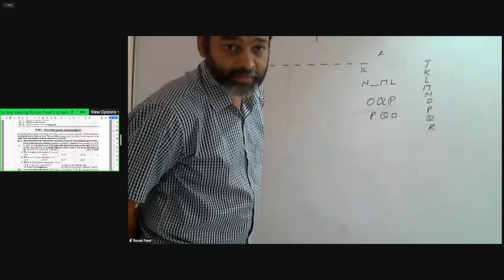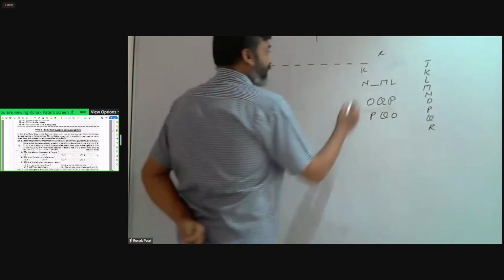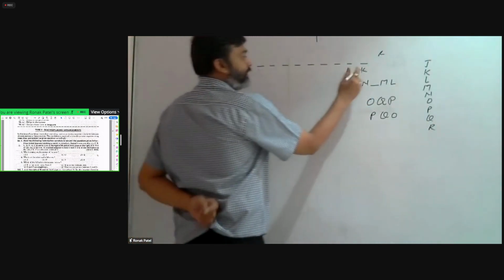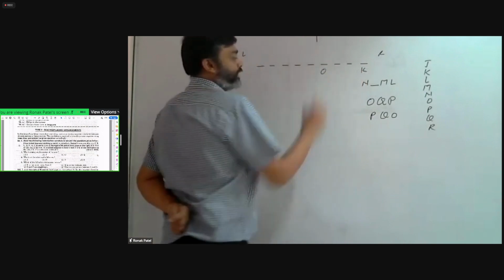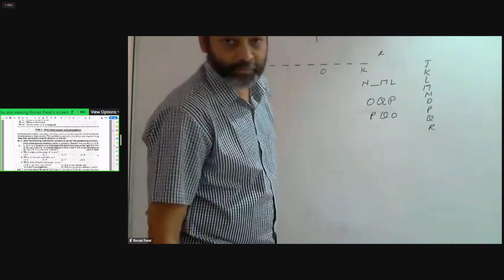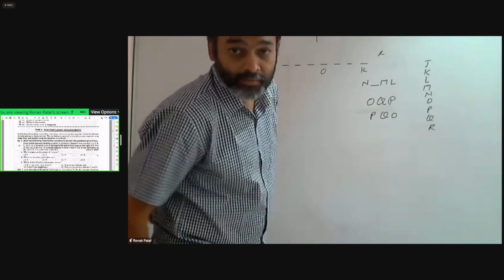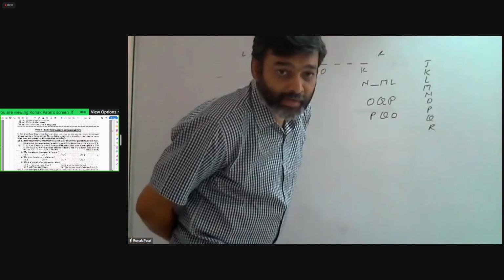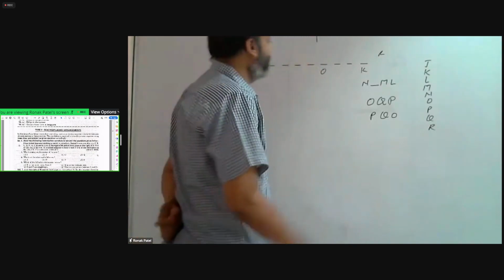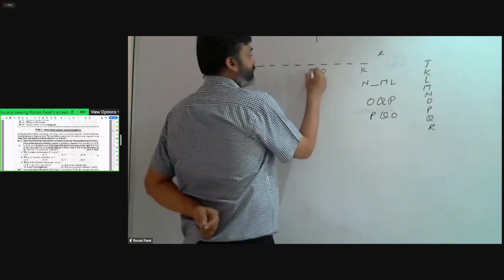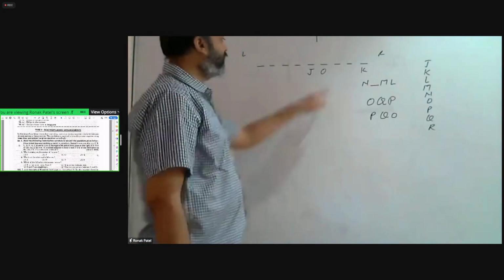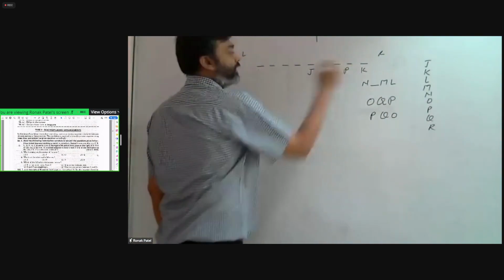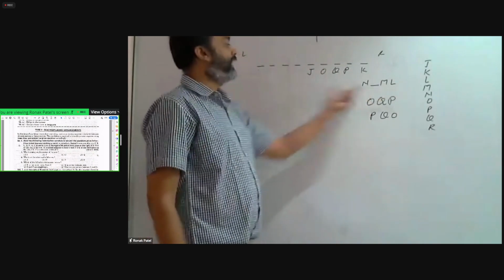O is at the third place at the left of K. Left of K is this one, so it is not possible. So left of K, first, second, and third place, O is here. And J is right next to the left of O. So if left of O is J, then this is the correct sequence: O, Q, and P. Now we require the fourth person, N dash M.